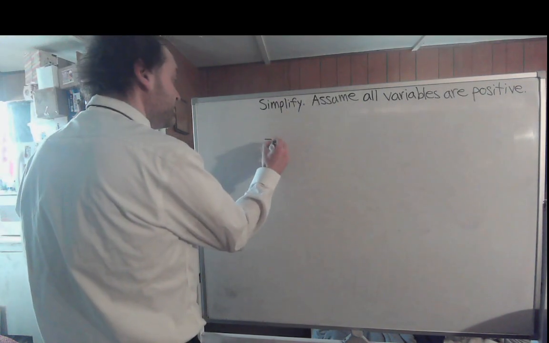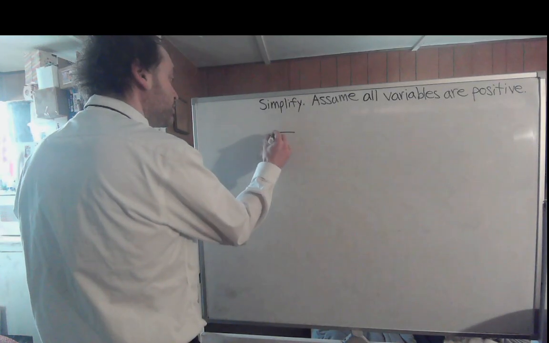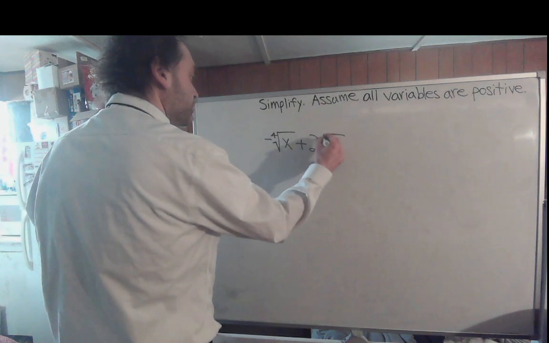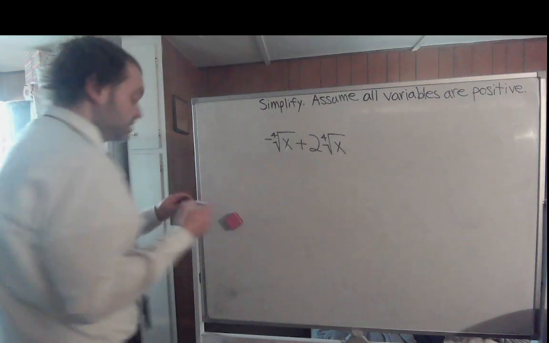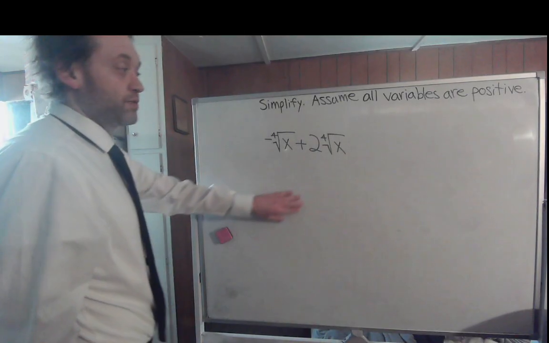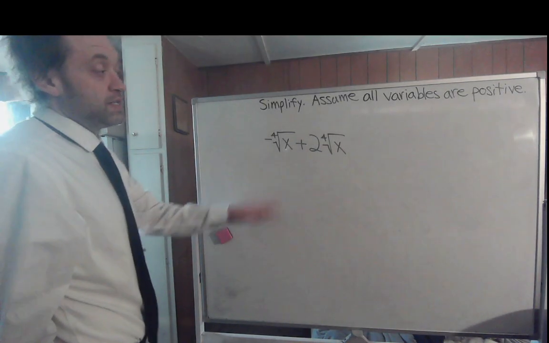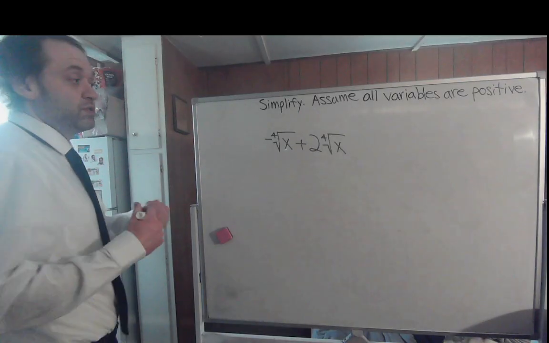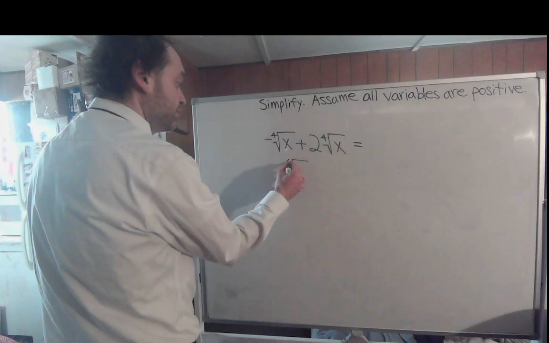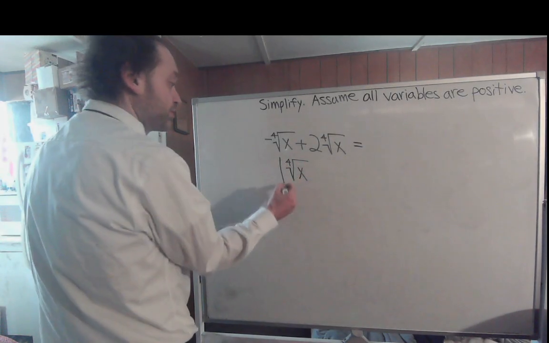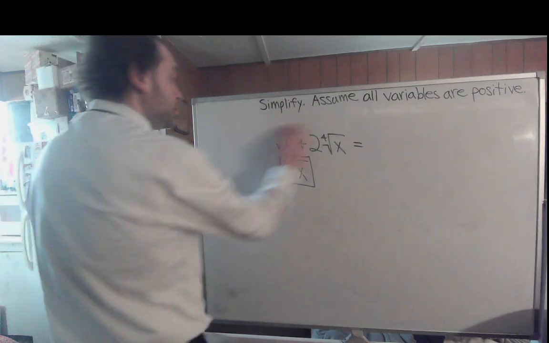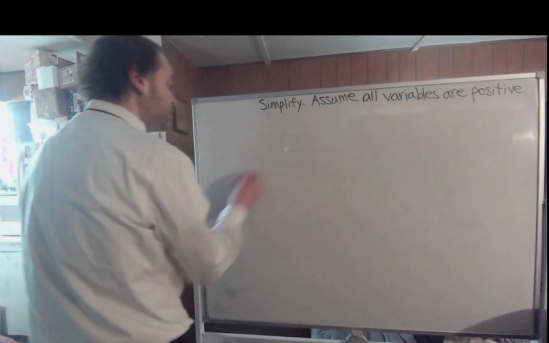Alright, let's see. We have negative the fourth root of x plus 2 times the fourth root of x. Well, same base, same roots, so you just add the coefficients. You would just literally end up getting the fourth root of x. That would be your answer, the fourth root of x. I have 3 more, but they're going to get a little bit trickier.